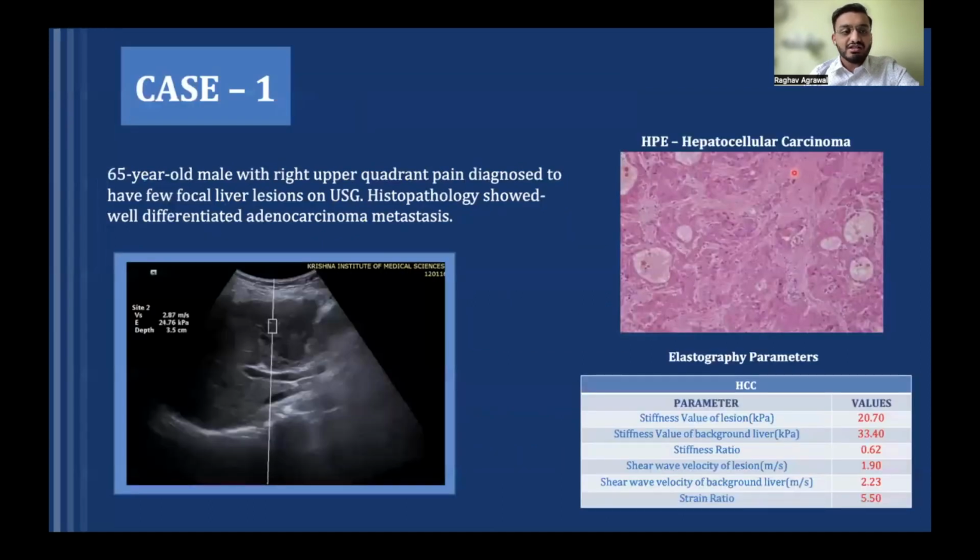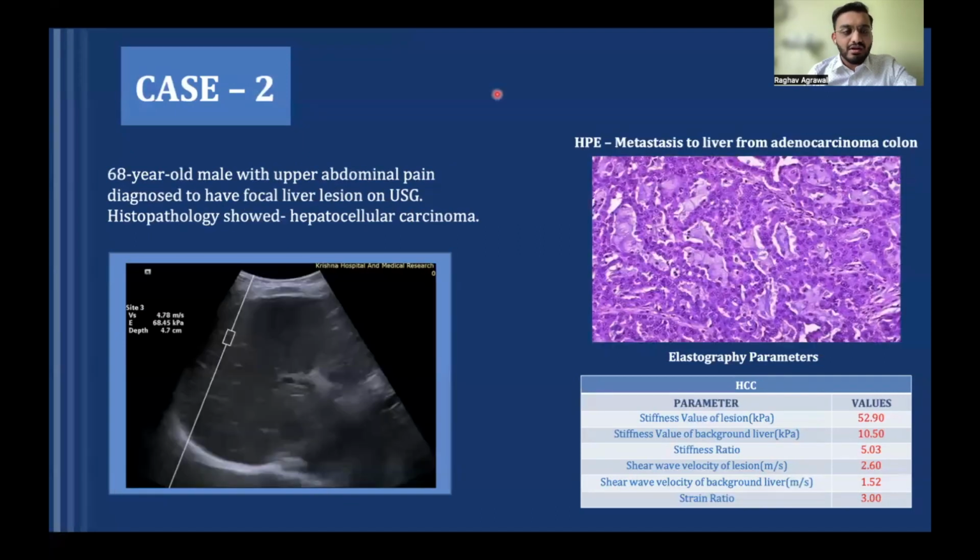So case 1, 65-year-old male with right upper quadrant pain diagnosed to have focal liver lesions on ultrasound. Histopathology showed well-differentiated adenocarcinoma metastasis. So what are the elastography parameters? Stiffness value of lesion is 20.7 kilopascal and strain ratio was 5.5.